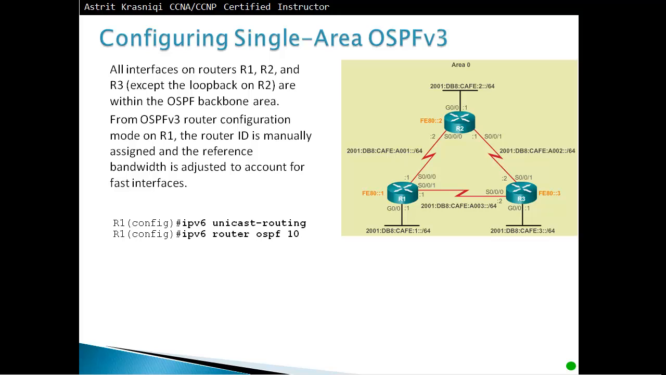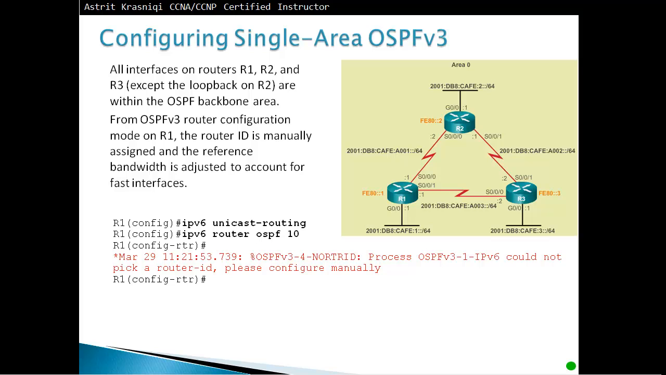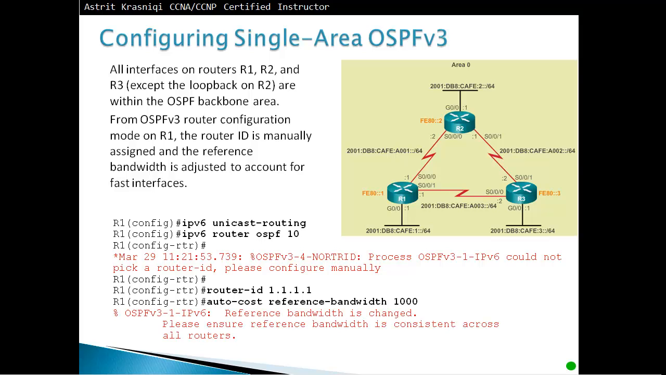So the first thing we have to do is enable IPv6 unicast routing. Then we have to enable the process: IPv6 router OSPF 10. Now it will say that OSPF version 3 cannot pick up a router ID, because the router ID is in IPv4 format. So it says here, please configure it manually. Okay, fine. We say router-id 1.1.1.1, and we change the reference bandwidth to 1000. Please ensure the reference bandwidth is consistent across all routers.